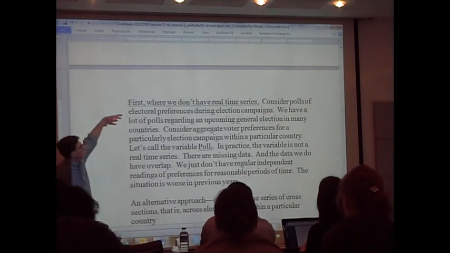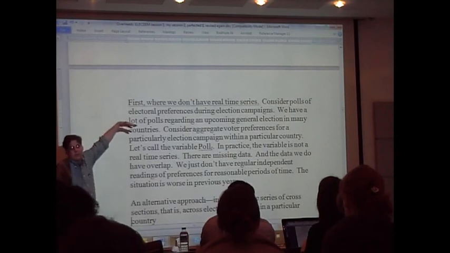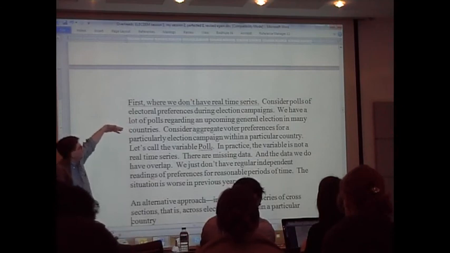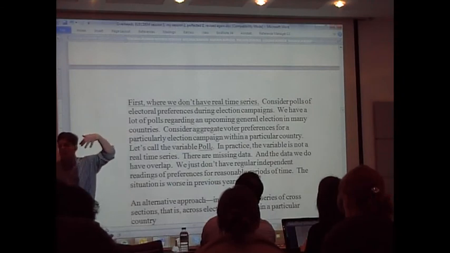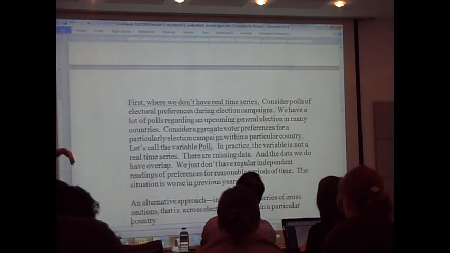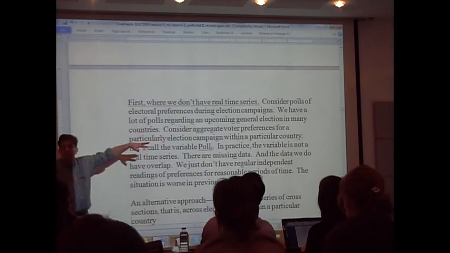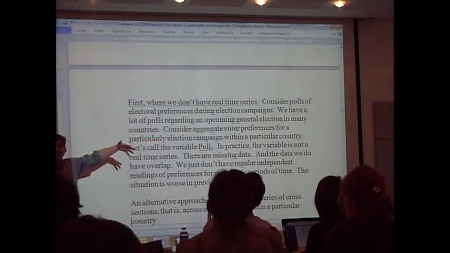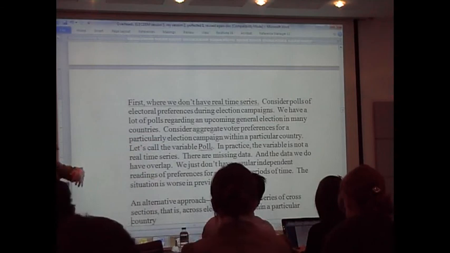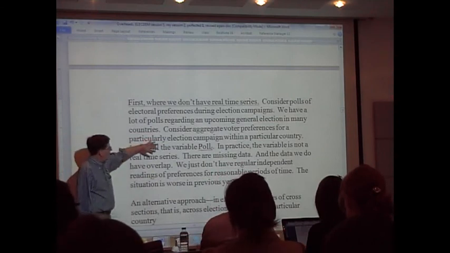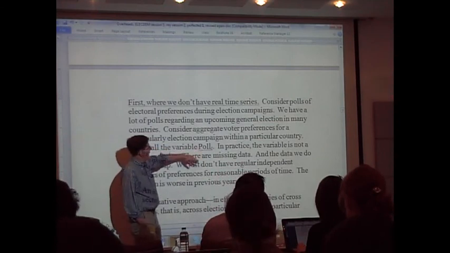So just think about it in any country. It doesn't matter which country or city or state for that matter. What we'd like you to do is imagine that we have polls of electoral preferences over the course of a campaign. So in the United States, for instance, you might have polls from the beginning of the election year to election day. We call that variable polls.